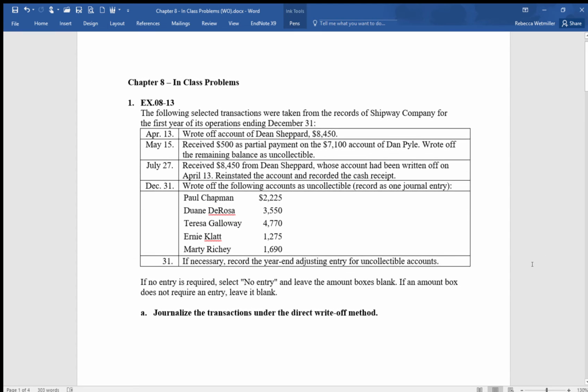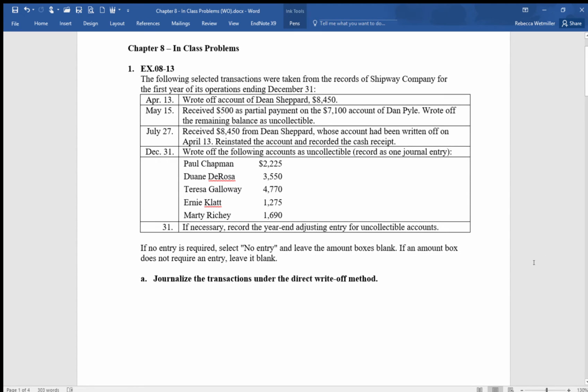Okay, so we have some transactions for the year for Shipway Company, and the first question says to journalize the transactions under the direct write-off method. So part B, we'll do the allowance method, but first we're going to do the direct write-off method. So if we start with our first date, April 13th, it says that the company wrote off the account of Dean Shepard, which was for $8,450. So under the direct write-off method, we write off things when we know they're uncollectible and not until that point.